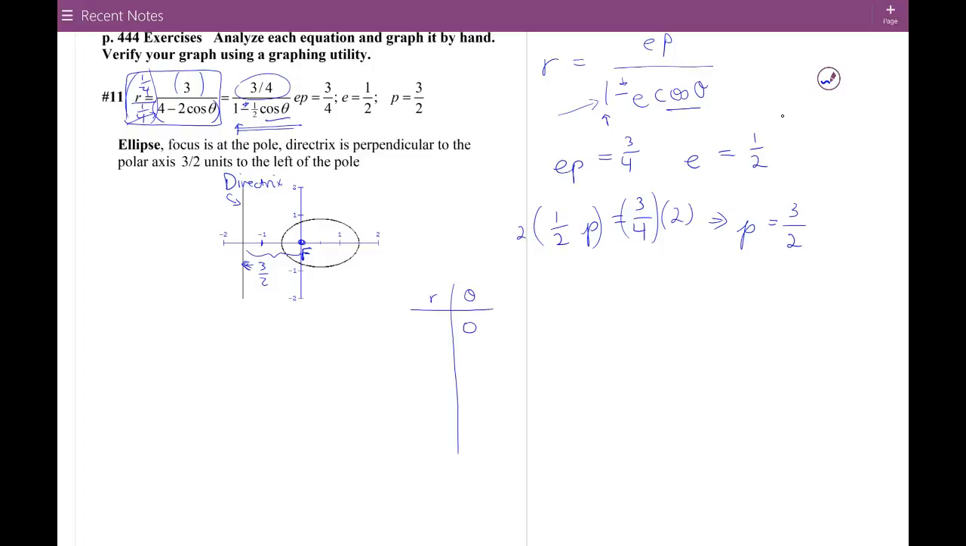So if theta is 0, I put 0 into the equation. r equals 3 over 4 minus 2 cosine of 0. Well, the cosine of 0 is 1. 4 minus 2 is 2, so when theta is 0, I get r is 3/2. So r is 3/2, theta is 0. These are the polar coordinates of this point. So this is a polar graph.